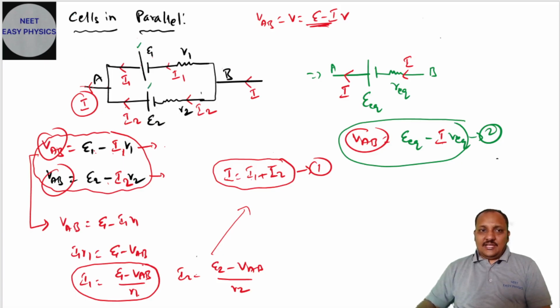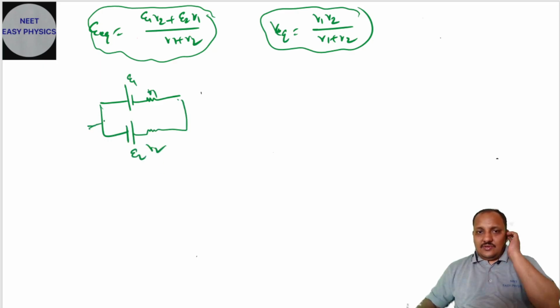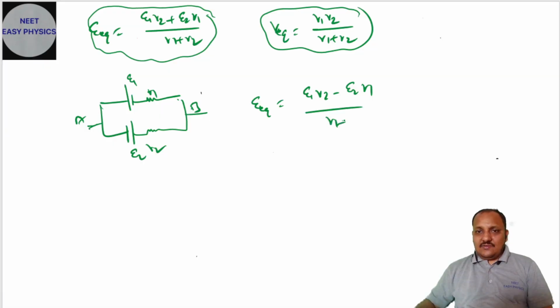If they connect positive with negative, like this, with R1, E1, E2, R2, what is the effective EMF? E equivalent is (E1 R2 minus E2 R1) by (R1 plus R2). In between, you will get a minus. R equivalent you will get the same answer.